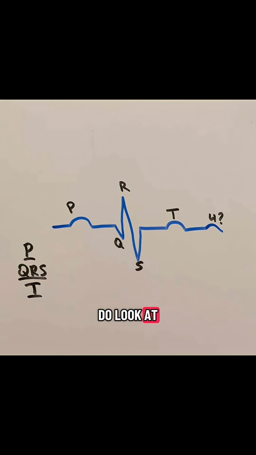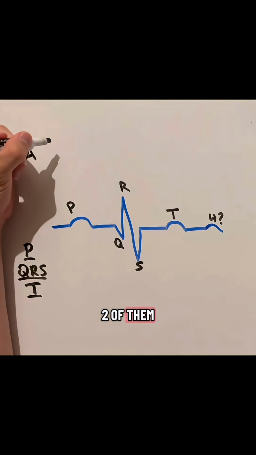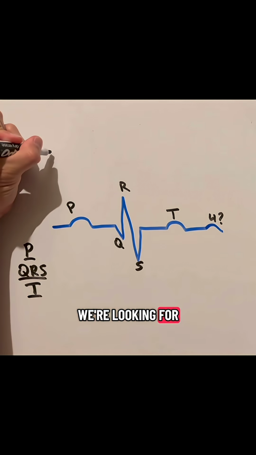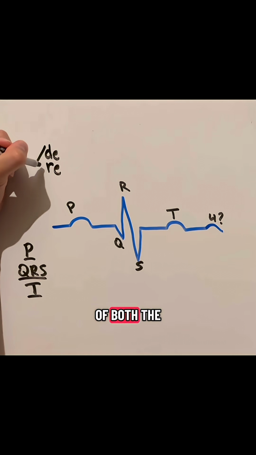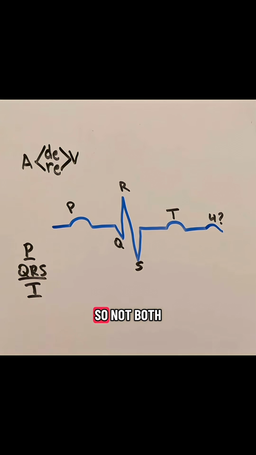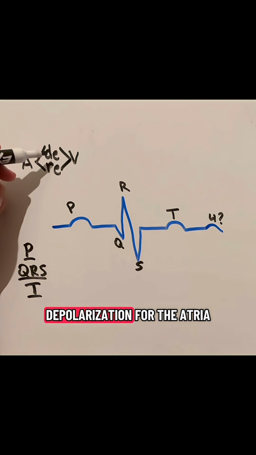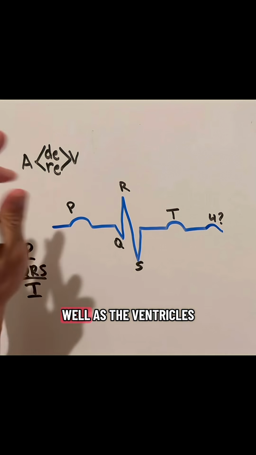Now, whenever we do look at an EKG, there are 4 things we're looking for. 2 of them go with the atria and 2 of them go with the ventricles. And both of those things that go with each are the same. We're looking for depolarization and repolarization of both the atria and the ventricles. So not both atria and both ventricles, but the point of depolarization for the atria and the point of repolarization for the atria, as well as the ventricles.